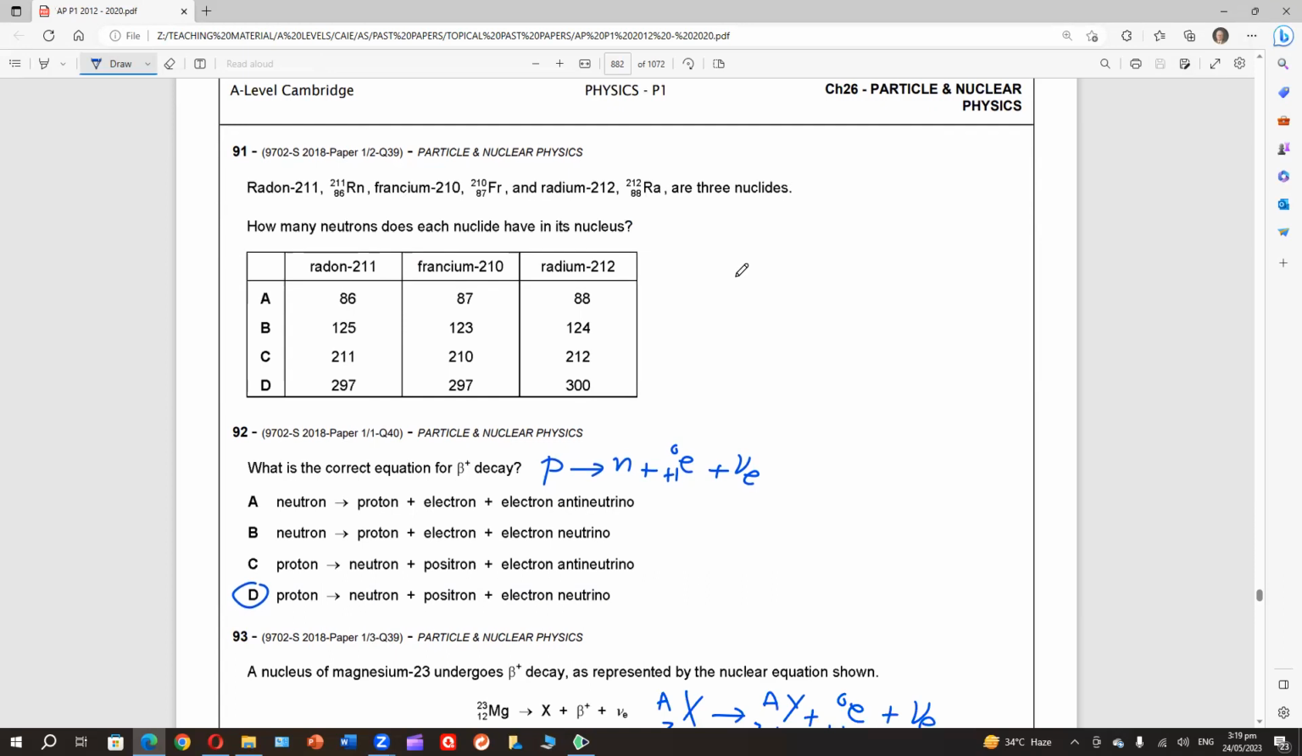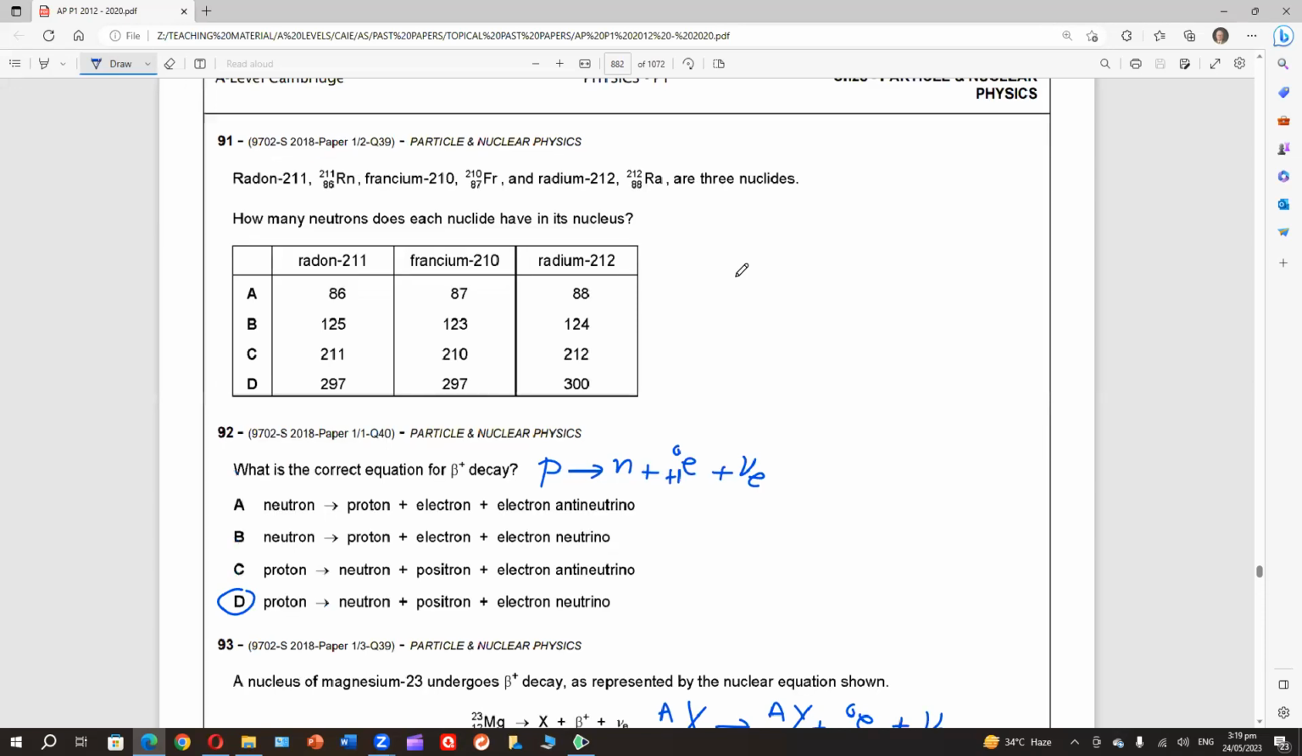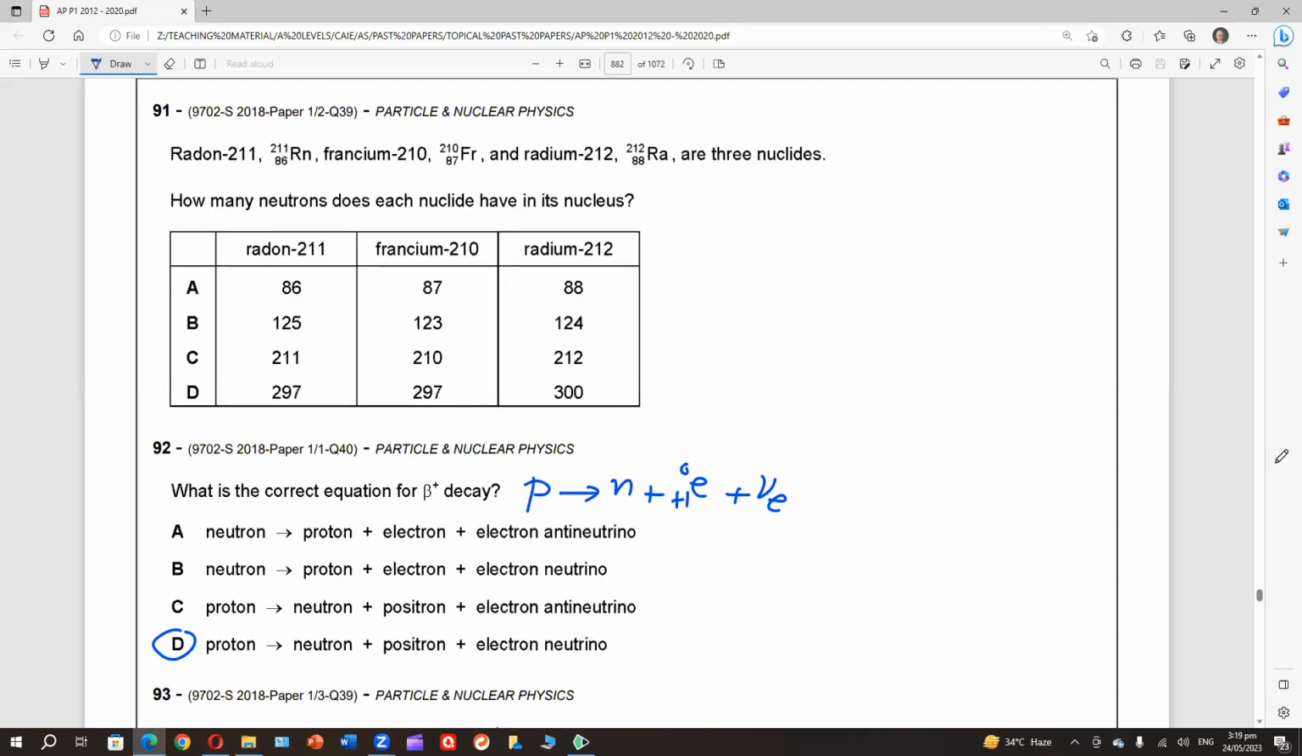Radon 211, francium 210, and radium 212 are three nuclides. How many neutrons does each nucleus have in its nucleus? I think for neutrons, we should show the subtraction. I think the answer is B.